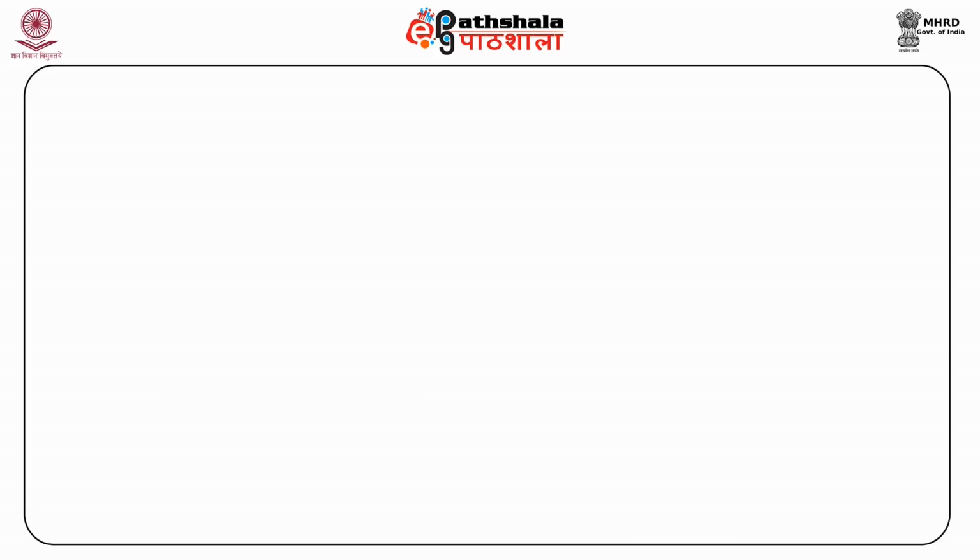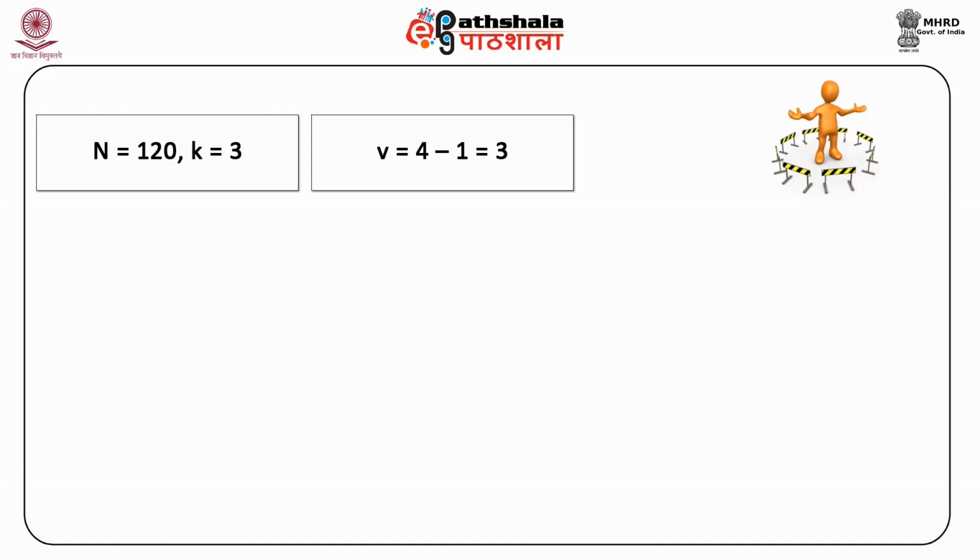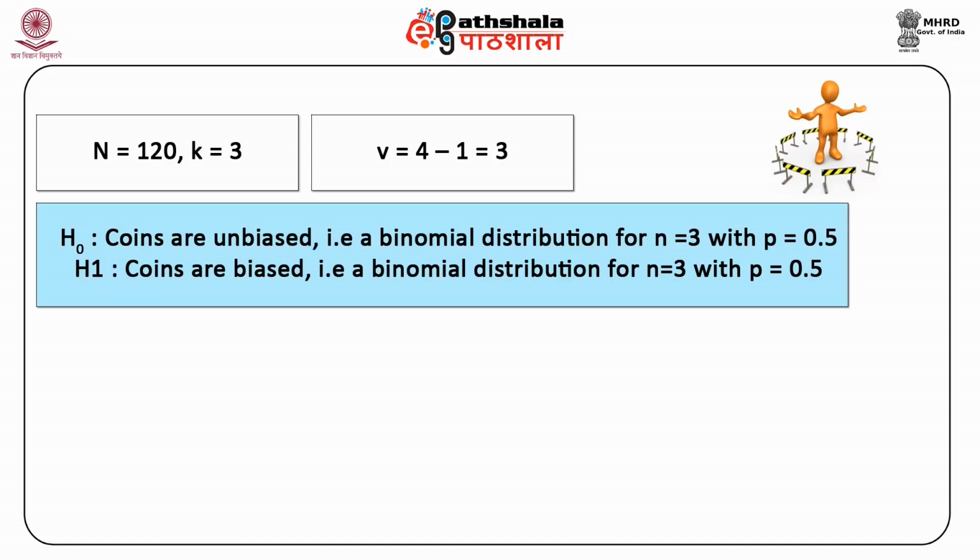Solving the question. Now n is equal to 120, k is equal to 4, the probability of a head is unknown but assumed to be half by the null hypothesis of unbiasedness. Therefore, nu is equal to 4 minus 1 equal to 3. The null hypothesis H0 is that the coins are unbiased, that is a binomial distribution for n equal to 3 with p equal to 0.5. The alternative hypothesis H1 is that the coins are biased, that is a binomial distribution for n equal to 3 with p not equal to 0.5.